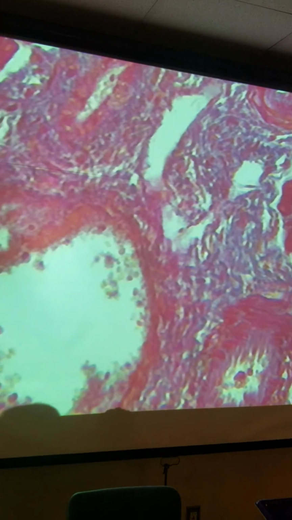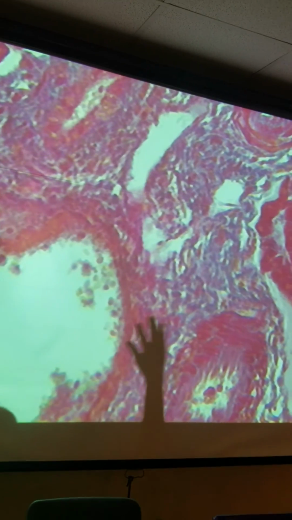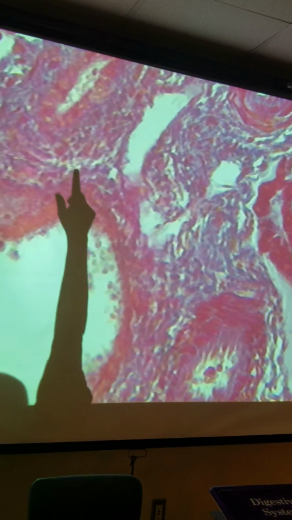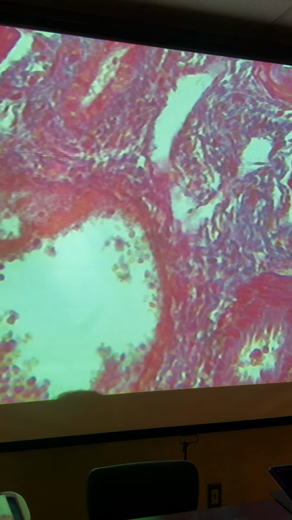The portal triad, once you're within the liver, contains the hepatic portal vein, hepatic artery, and a bile duct. When you're in the liver, we call it a bile duct. Then the biliary tree follows the right and left hepatic ducts to a common hepatic duct, joins with a cystic duct to form a common bile duct into the pancreas.